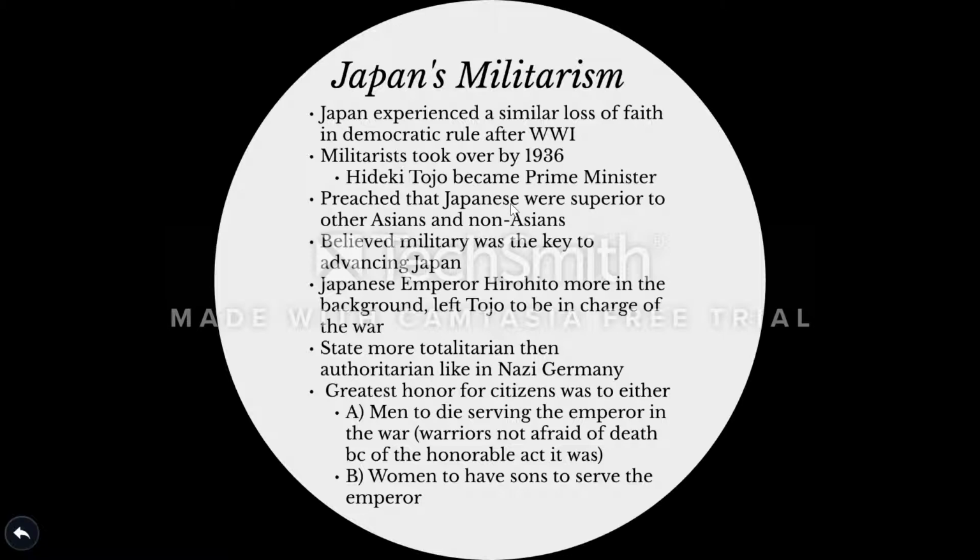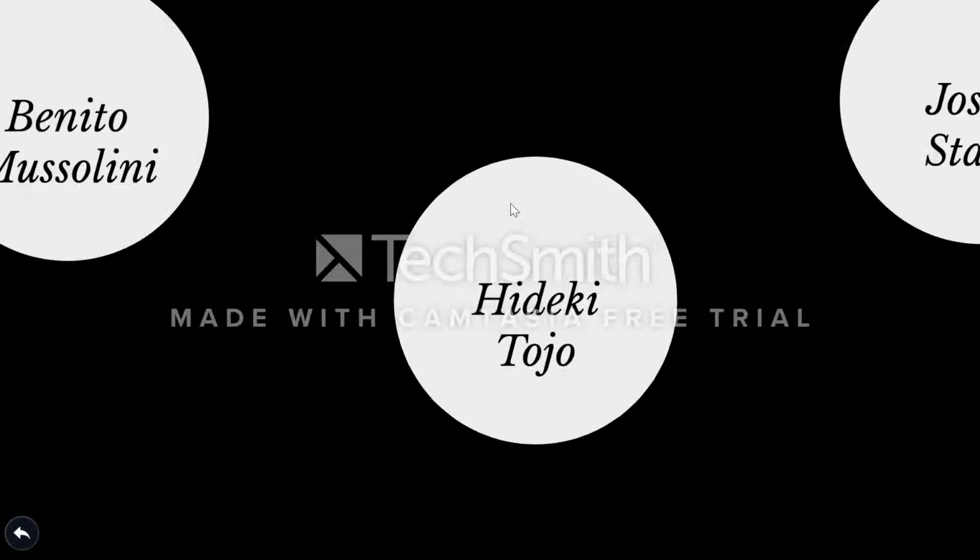So the greatest honor for citizens was to die serving the emperor in war. And so warriors were not afraid of death. There's a very famous way that they used to commit suicide, which would be if they would rather die by their own hand, falling on their own sword, than be defeated by an enemy. And then women, of course, since they were not allowed to serve in the military, at least had to have sons to serve the emperor.